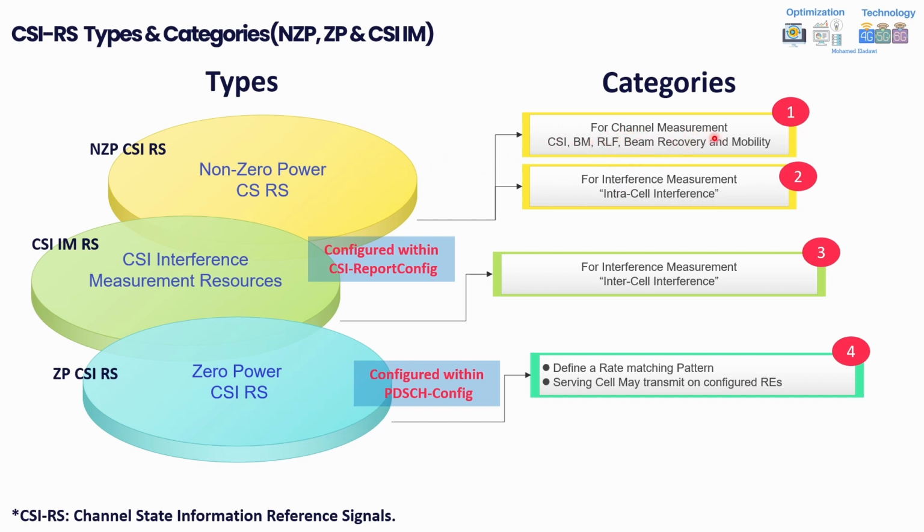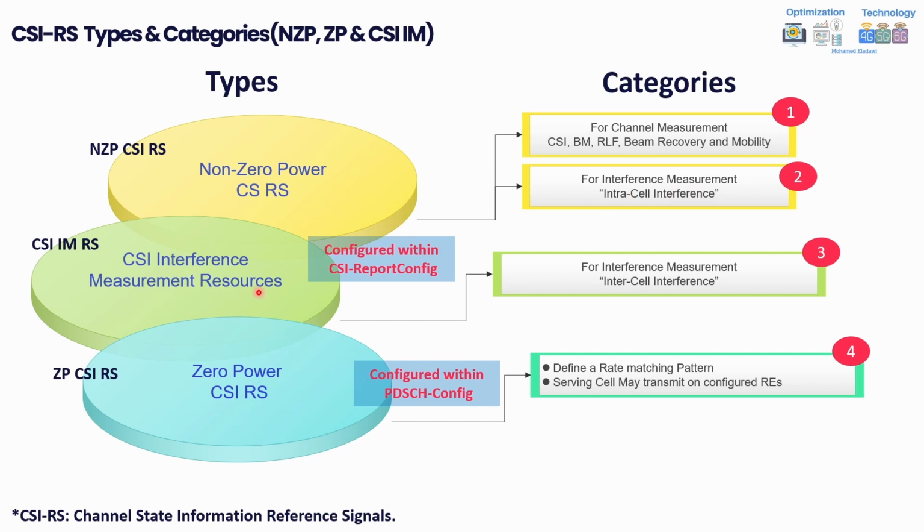This means it's used by the UE to read this kind of information or report this information. Or if it's IM, this means it's being used for the intra-cell interference. Then we have an additional type from CSI-RS. This is similar to the non-zero power IM interference. However, this part is called CSI interference measurement resources.